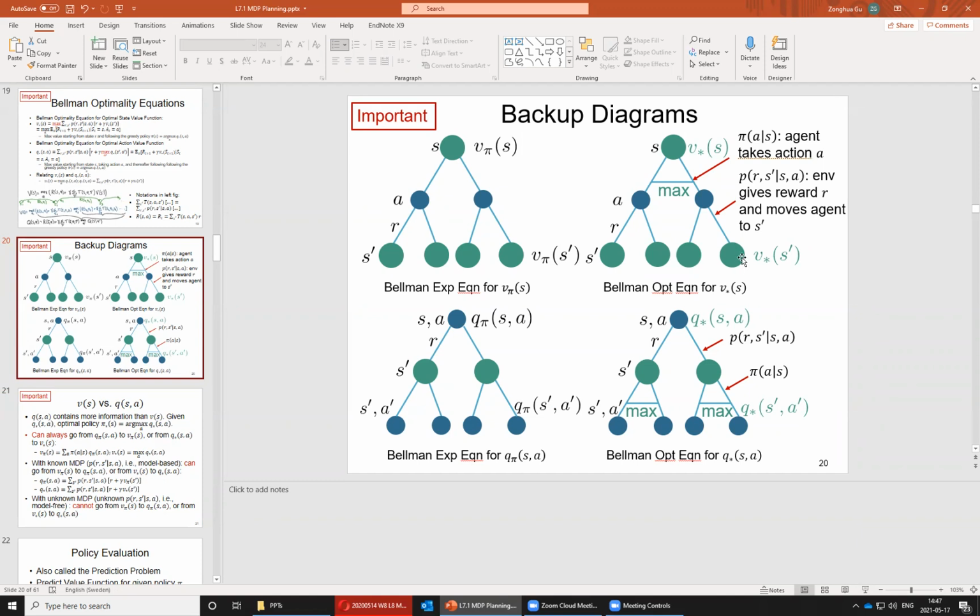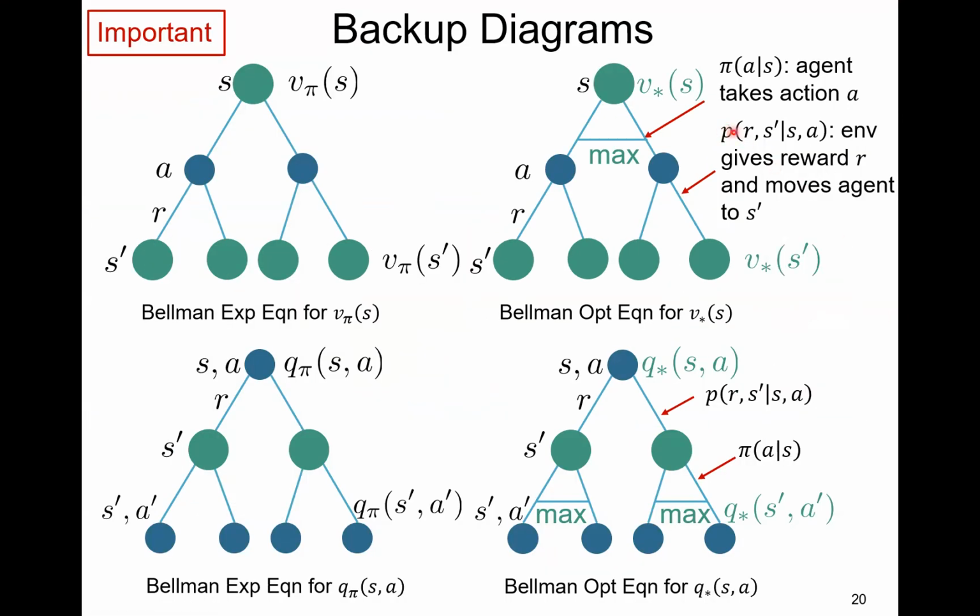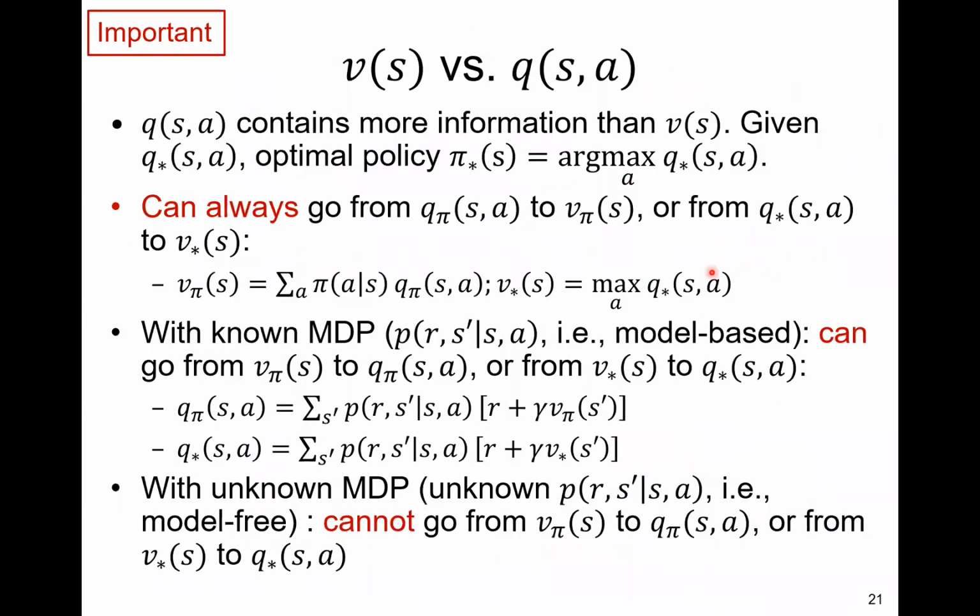That is, from the green node, you cannot always get back to the blue node, because if the transition, the MDP, is unknown, then you do not know how to take expectation over this probability distribution p(r,s'|s,a). So this environment MDP must be known if you want to back up, if you want to derive a Q at the blue node from V at the green node. So with the unknown MDP, you cannot go from V^π to Q^π or from V* to Q*.